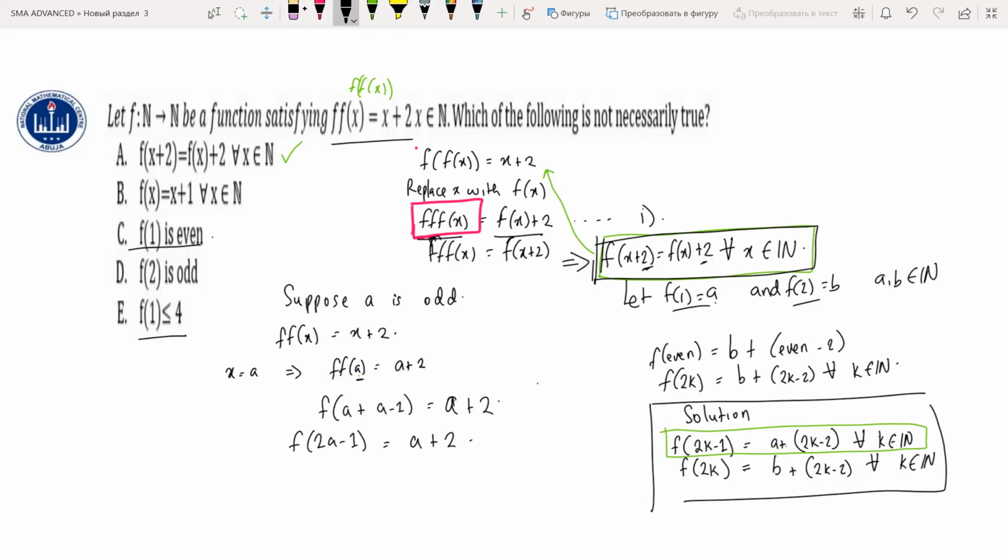Okay, let's look at this again. We replace x with A. So when I put x equals A here, that is A plus A minus 1. This is the one for the odd numbers. So this is what we have.